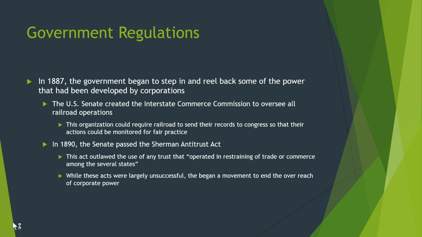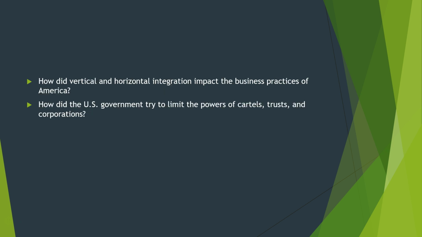So this very early effort to use this type of oversight really falls short of what's needed and is really unsuccessful at this point. And then in 1890, the Senate passed the Sherman Antitrust Act. This act outlawed the use of any trust that operated in restraint of trade or commerce among the several states. Once again, largely unsuccessful at this time period, but it does begin to show a government movement to try and crack down on unfair business practices in the United States.